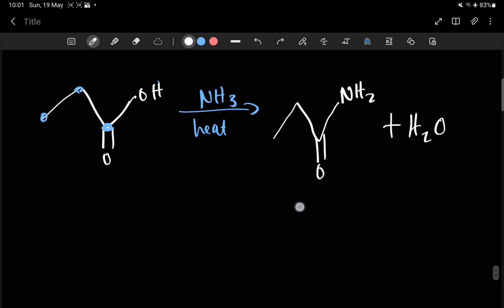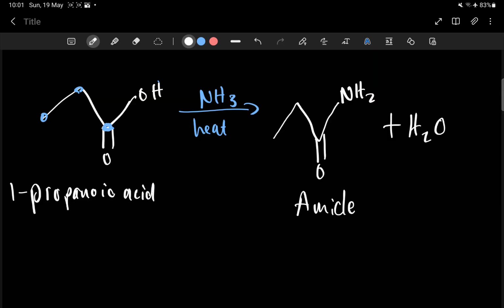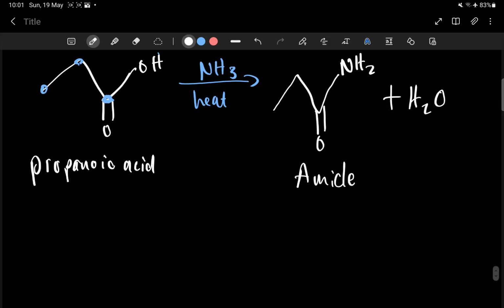And here we've seen another way of making an amide, okay? This time, what is this guy? It is a carboxylic acid, okay? And if we are to give it the name, it is propanoic acid, okay? We don't have to put the 1. It's going to be propanoic because the carboxylic acid is always on the first carbon. So here we have our amide, and we can call it propanamide. And that's your water, right?